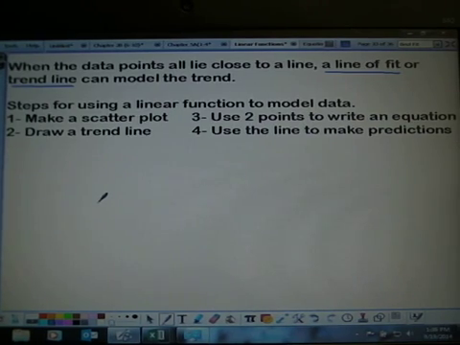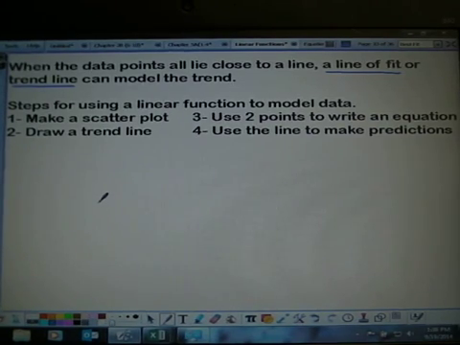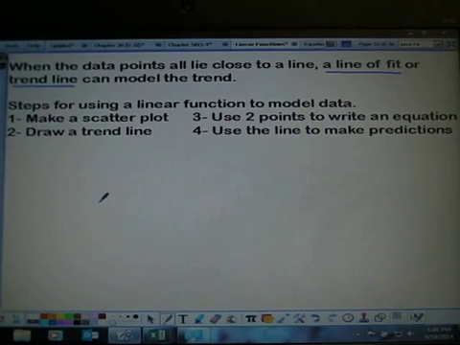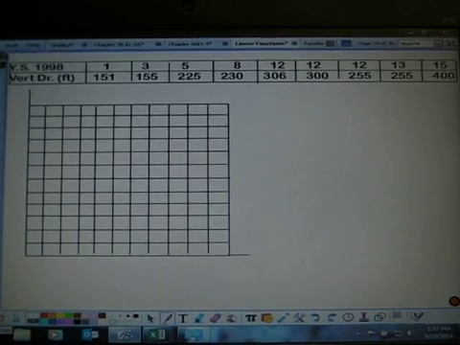And then the last thing we're going to do is use the line to make a prediction of something that's going to happen in the future. So these are the 4 steps we're going to follow with this question.